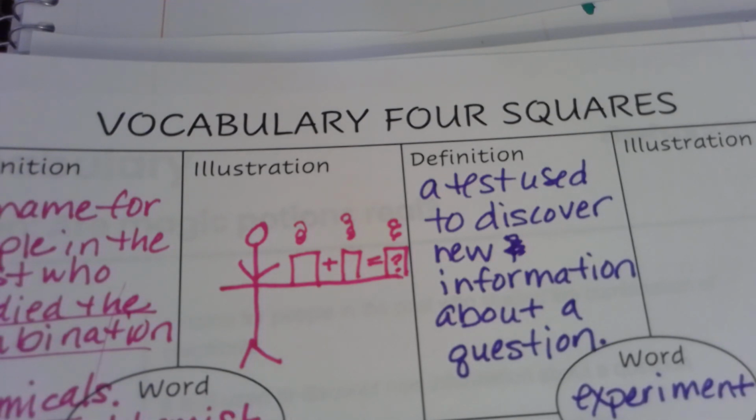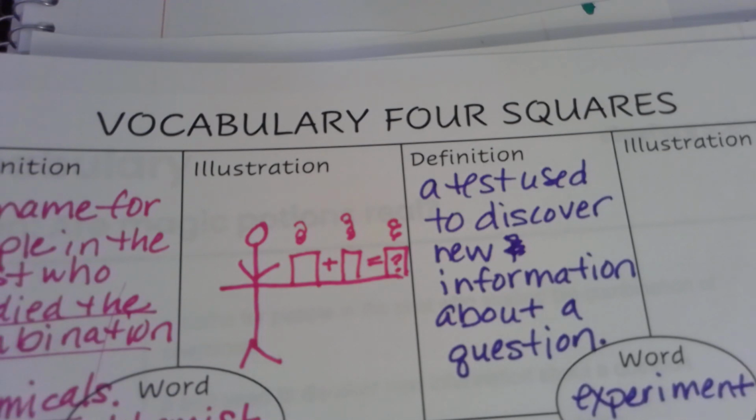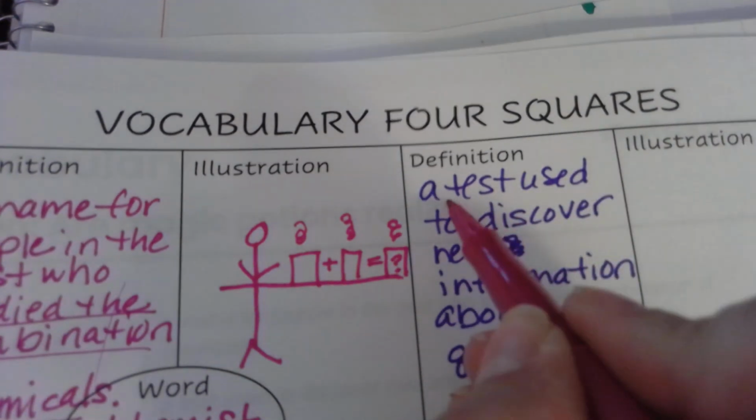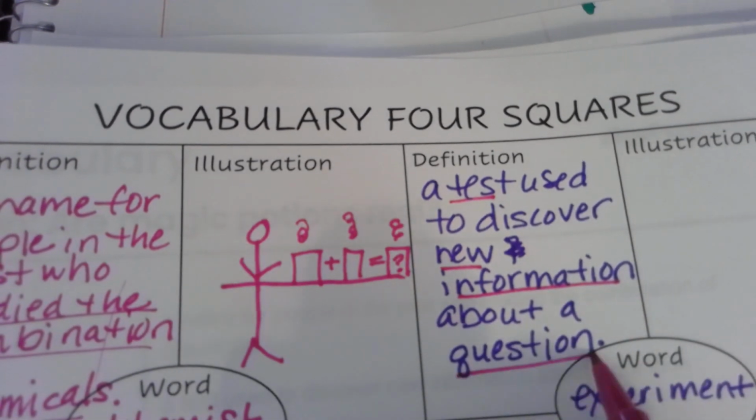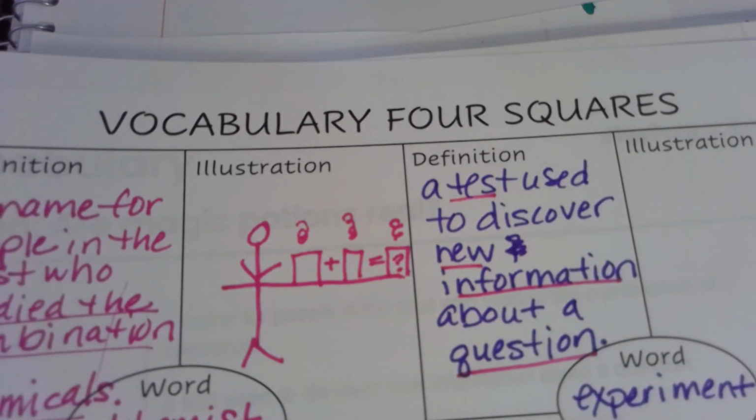All right, so hopefully you have your definition from, again, this page. I'm not making you find these definitions anywhere, right? You are just copying that definition. Now, when you look at this, notice the definition. On that first one, we emphasized people because that's what our definition said. This one says, a test used to discover new information about a question. So we're trying to find information and answer a question. We're going through a process of finding information in order to answer a question.